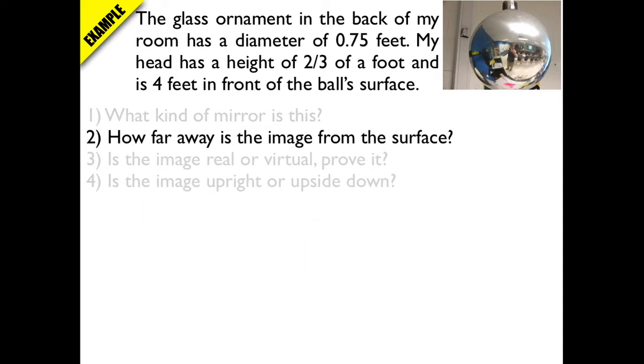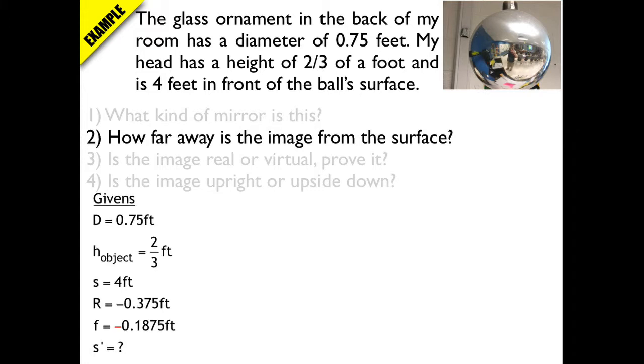How far away is the image from the surface? Well, to find this, I'm going to need to use my equations. So in terms of my givens, I know the object height, I know s, the distance between the object and the mirror, that's 4 feet. The radius is negative 0.375, and the focus is half the radius. So that's negative 0.1875 feet, and s prime is what I'm after.